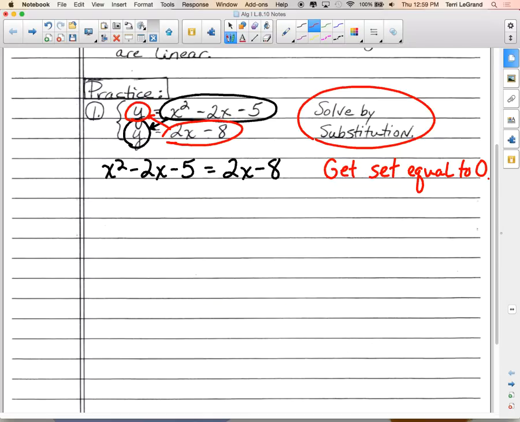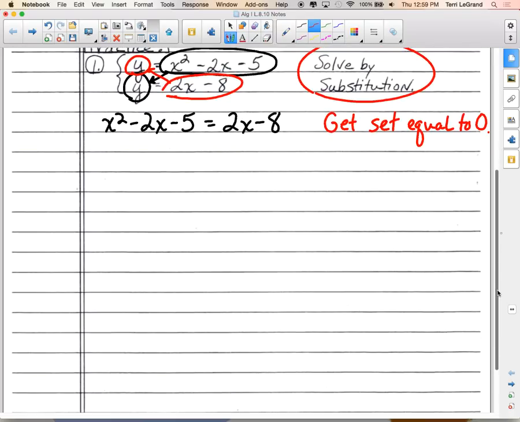So what could we do? What would be a good place to start? Add 8. Add 8 to both sides. Okay, so we have x squared minus 2x plus 3 equal to just 2x on the other side.